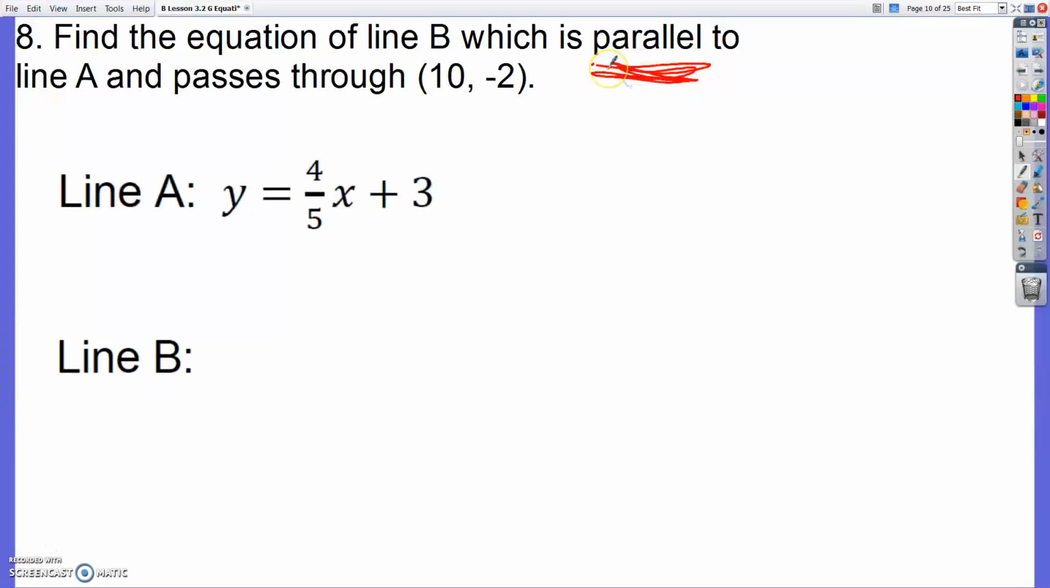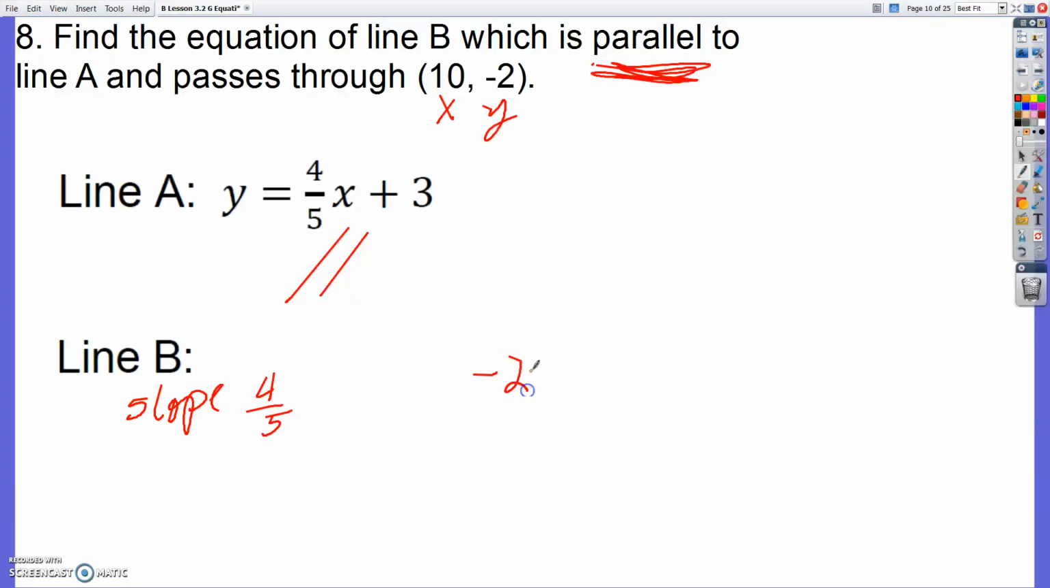So here we have a parallel line. Parallel lines, remember, have the same slope. So if line A is 4/5 and the two lines are parallel, meaning they're going to have the same slope, line B is also going to have a slope of 4/5. So now all I have to find is the b value, which is the different piece. So I'm going to take this x and this y and plug it into the equation.